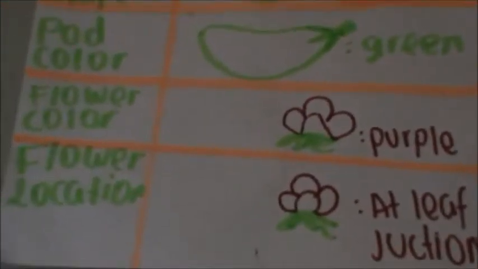In the seed color it is green. In the pod shape it is inflated. In the pod color it is green. In the flower color it is purple, and the flower location is at leaf junctions. And the recessive form in seed shape is wrinkled, in seed color is green, in pod shape is constricted, in pod color is yellow, in flower color is white, and in flower location is at tips of branches.